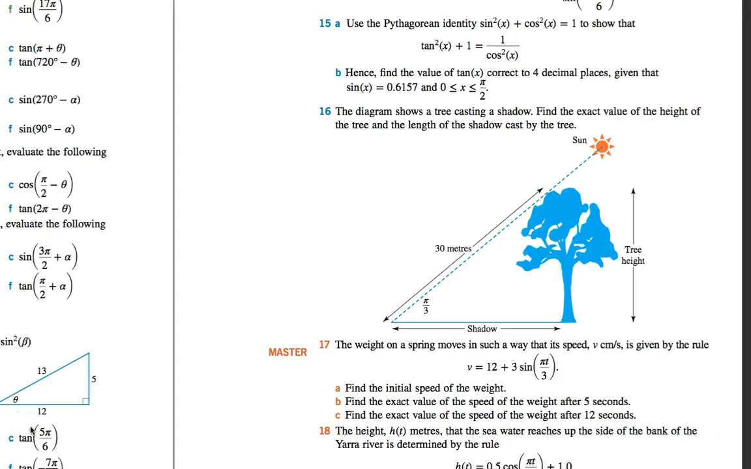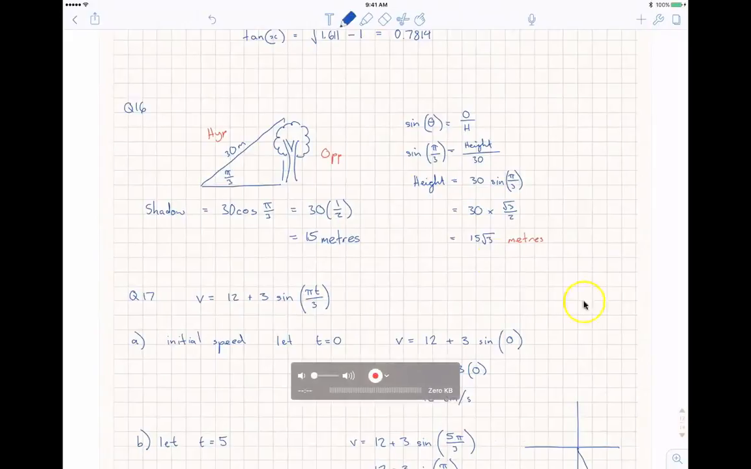So question 16, I hope that you could do this by yourself. It's just taking us right back to SOHCAHTOA. So it's a tree diagram. We've got a tree of some height and a shadow cast of some length. So it's this right angle triangle. A reference angle is this pi on 3 here. So that's the hypotenuse, the opposite side, and the adjacent side. So we should be able to find the height of the tree because it's the opposite.